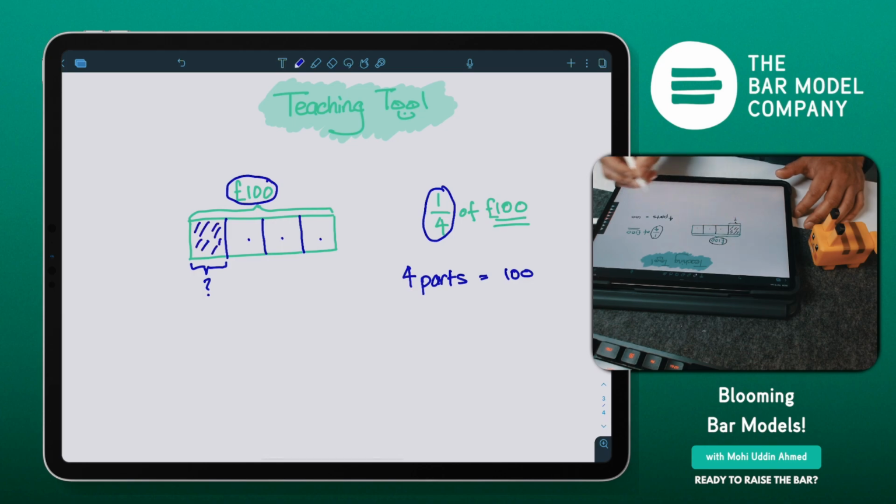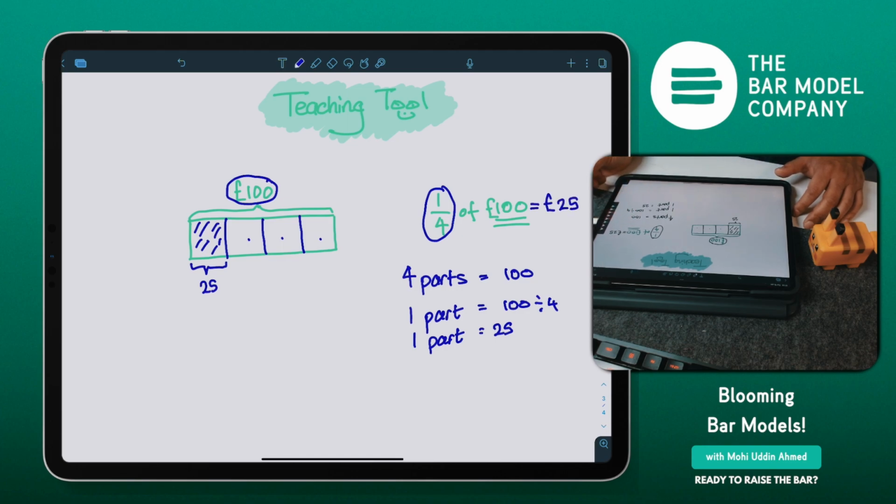How do I work out this one part here? What do I need to do to work out this one part? I'm going to divide the 100 by 4. 100 divided by 4 is equal to 25. So this one part is equal to 25. And so we can write 25 here. So a quarter of 100 is 25, or in this case, a quarter of 100 pounds is 25 pounds.